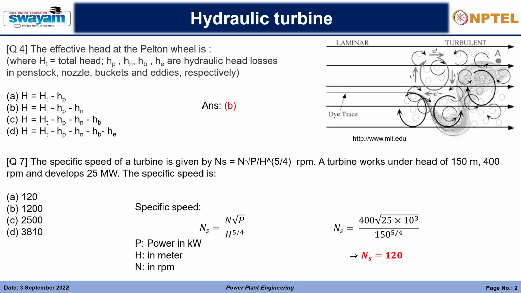So for the specific speed, everyone should take care of the unit. This should be in kilowatt, and if the unit is correct, we will find it as 120. Later on, I will also speak about another dimensionless form of this specific speed, that is the shape number. So I will be talking about it later.